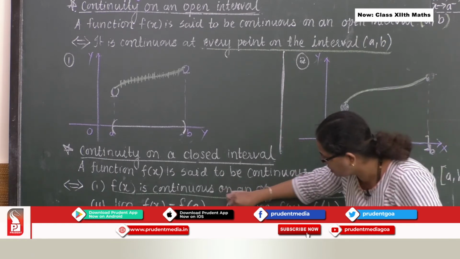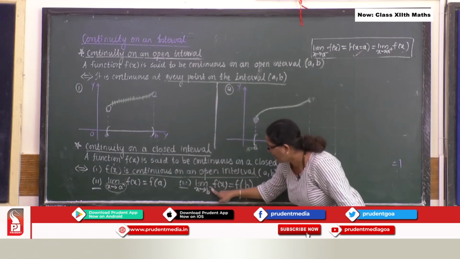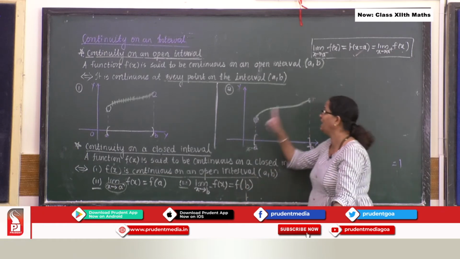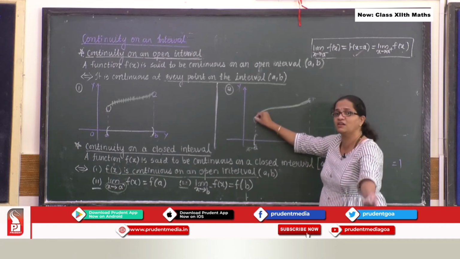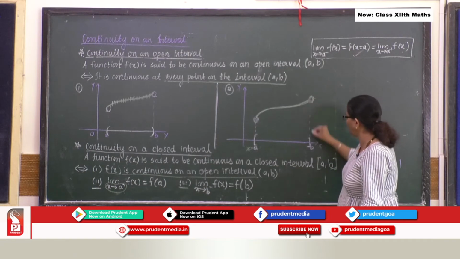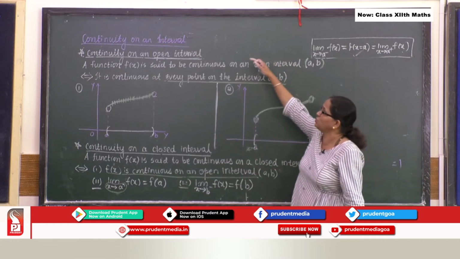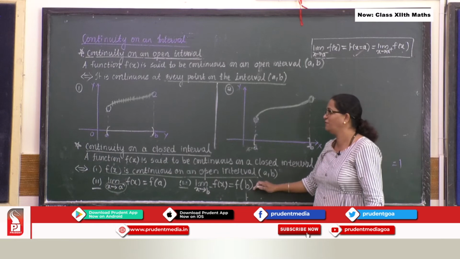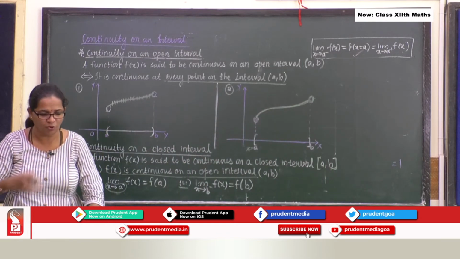Let us talk about the third condition. Here, limit x tends to b minus f of x. So b minus, what does it imply? It implies we talk about the left hand curve. So the left hand curve is supposed to be equal to your b value. Okay, so remember this is your definition for the open interval and this is the definition for the closed interval.